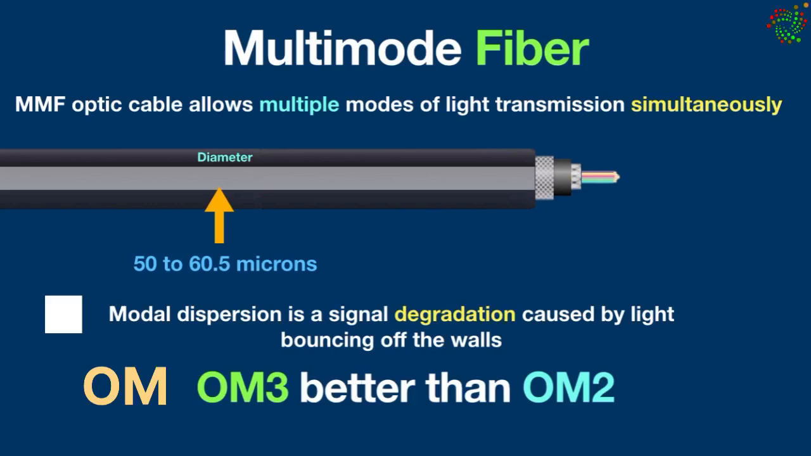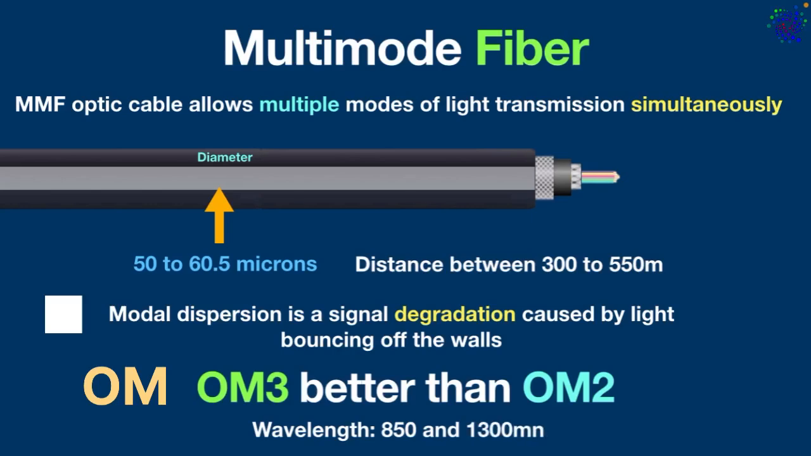Keep in mind, multi-mode fiber is well suited for shorter distances, for example within buildings or campuses, typically between 300 to 550 meters. Multi-mode fiber has a higher attenuation than single-mode fiber. The operating wavelengths of multi-mode fiber are 850 and 1300 nm. Multi-mode fiber has a lower bandwidth as compared to single-mode fiber.